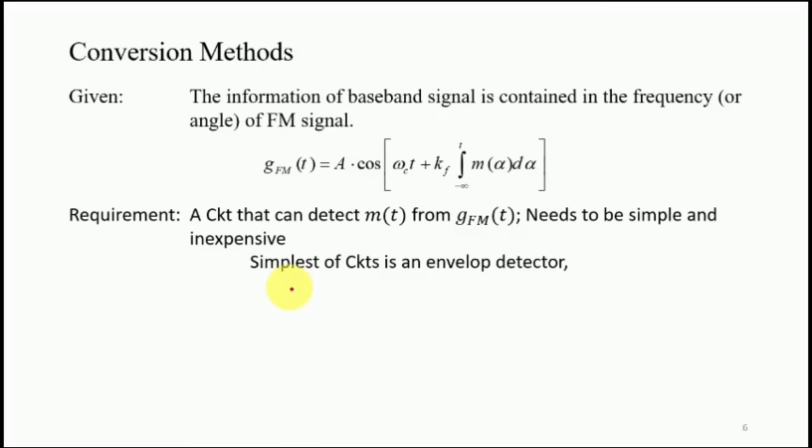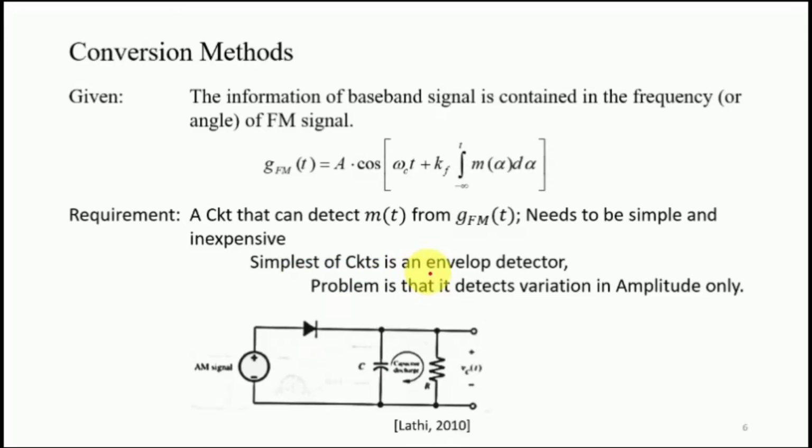In our previous discussions, we have mentioned that the simplest circuit is an envelope detector. This is an envelope detector. So the incoming signal passes through a diode, and then you have a capacitor and a resistor, and on top of it over here you also have a series capacitor that blocks DC. But this is a fairly simple circuit. So the requirement is to somehow use simple circuits to recover back the message signal m of t.